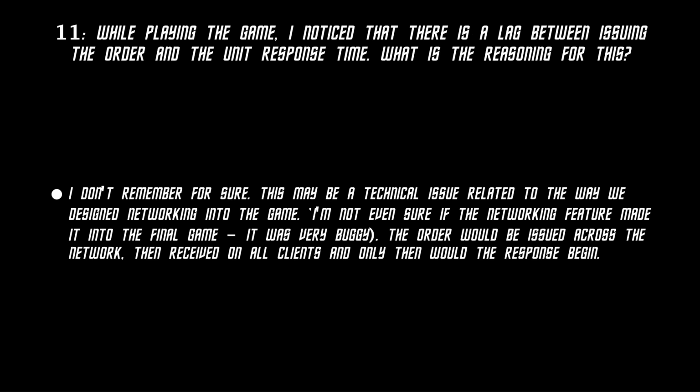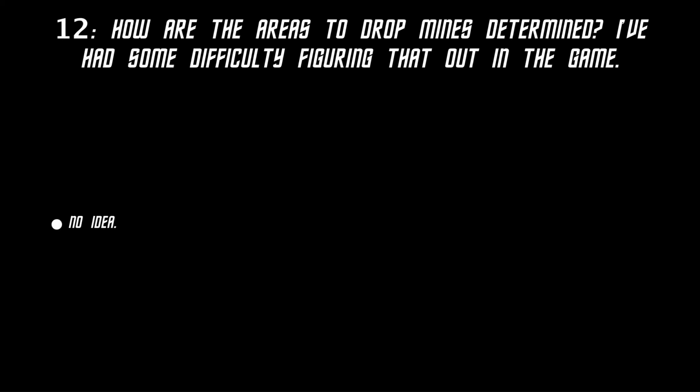While playing the game, I noticed that there is a lag between issuing the order and the unit response time. What is the reasoning for this? I don't remember for sure. This may be a technical issue related to the way we designed networking into the game. I'm not even sure if the networking feature made it into the final game. It was very buggy. The order would be issued across the network, then received on all clients, and only then would the response begin.